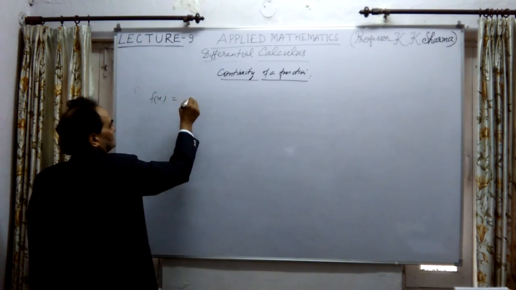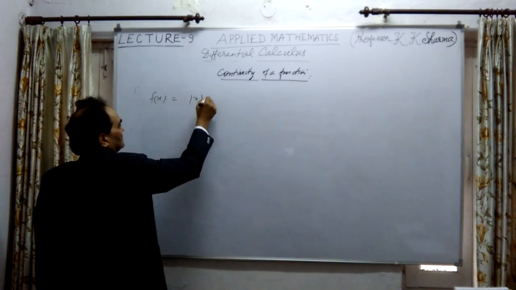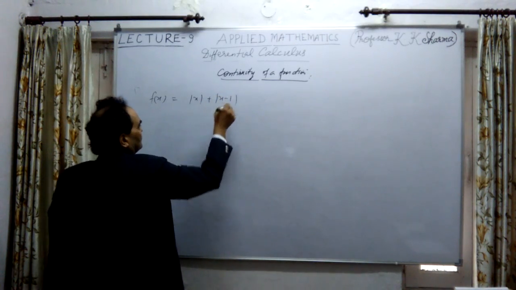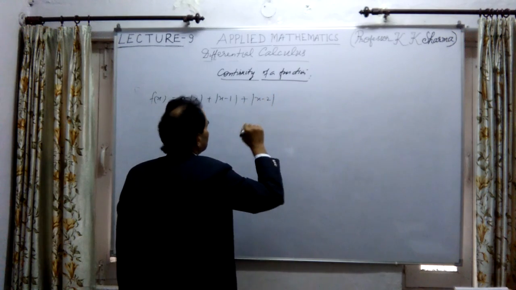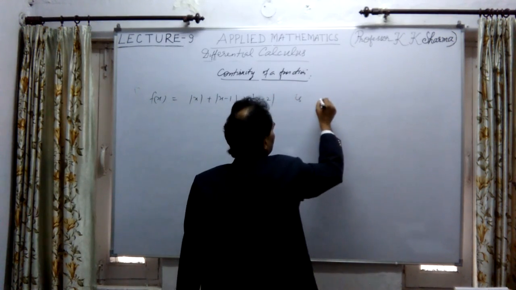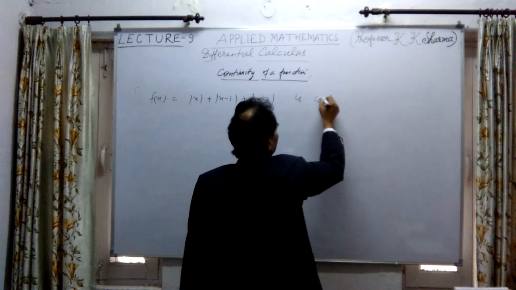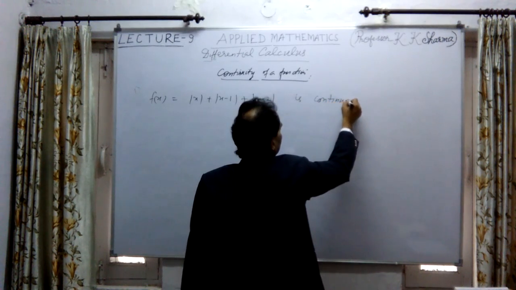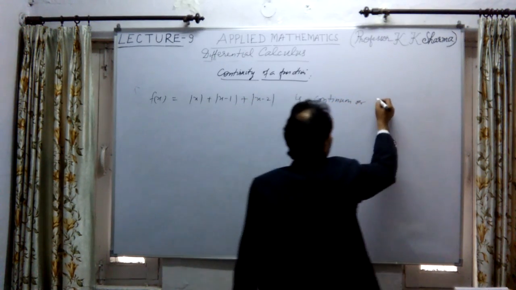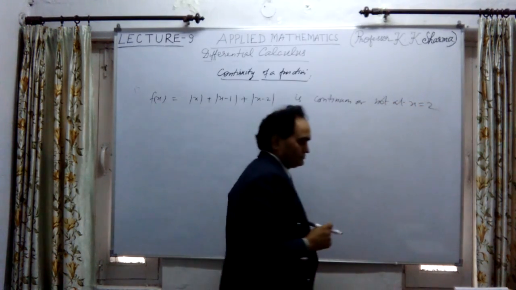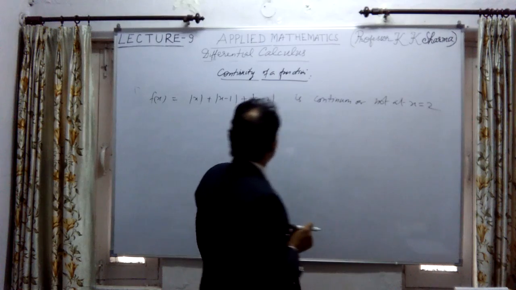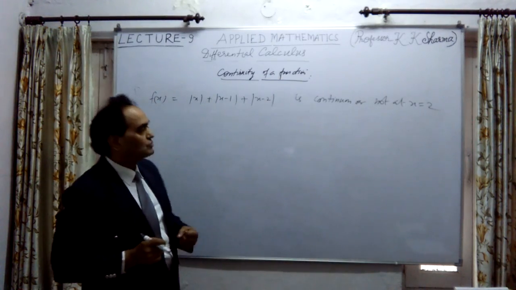Check whether this function, modulus of x minus 1 plus modulus of x minus 2, is continuous or not continuous at x equal to 2. Right? So at x equal to 2, is this function continuous or not continuous?